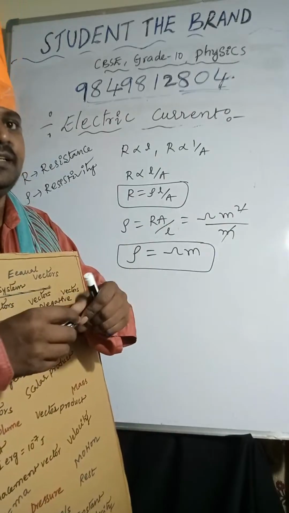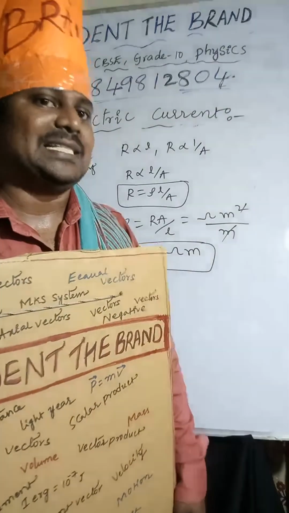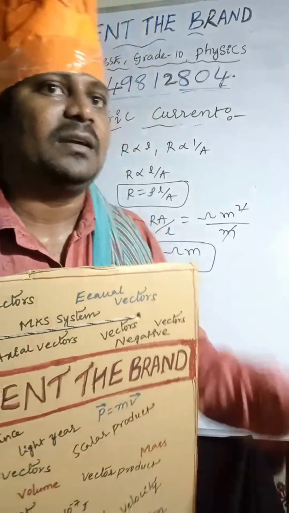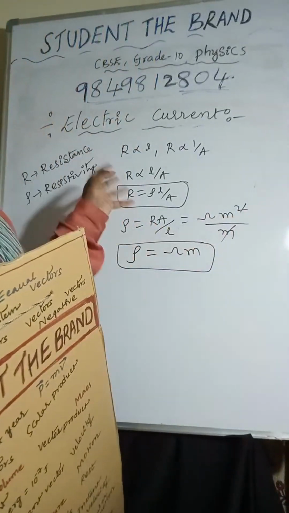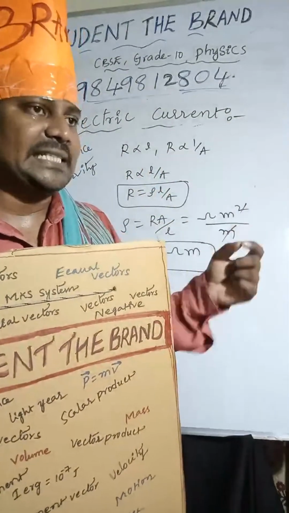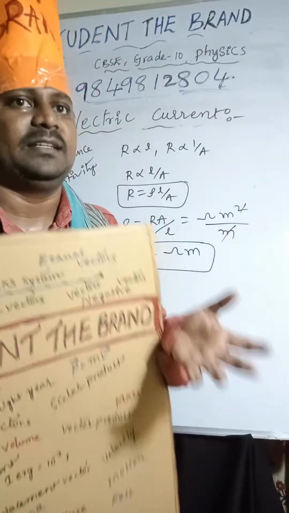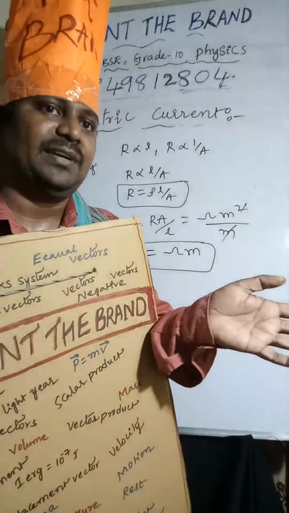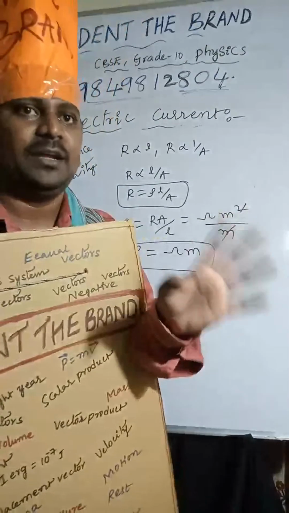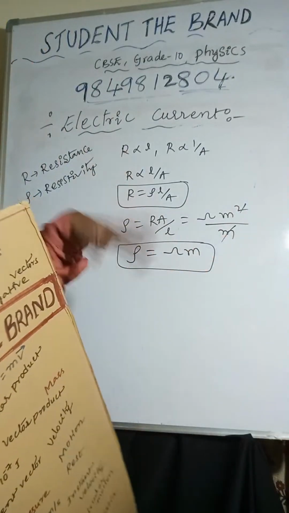Resistance and resistivity differences are very important. Resistance depends on the length of the conductor and the area of cross section, but resistivity does not depend on length and area. So it is a property of the material. Both resistance and resistivity depend on temperature and material of the conductor. These are the points related to resistance and resistivity.